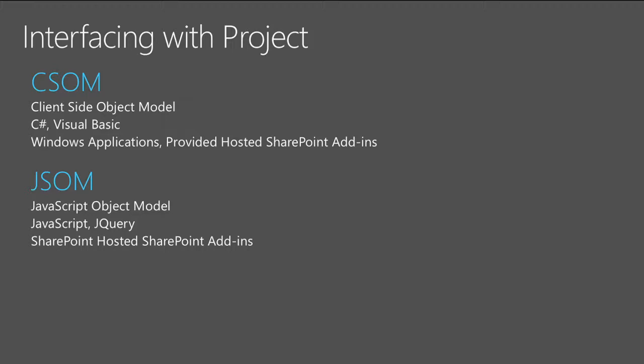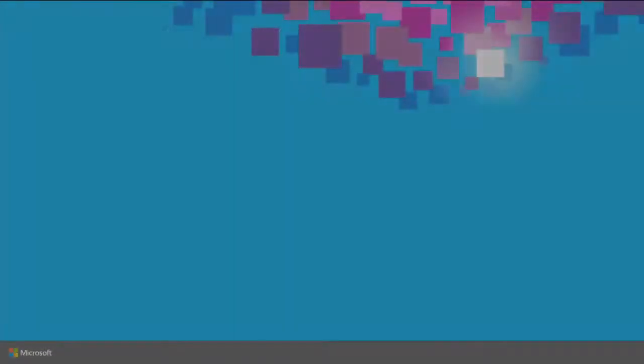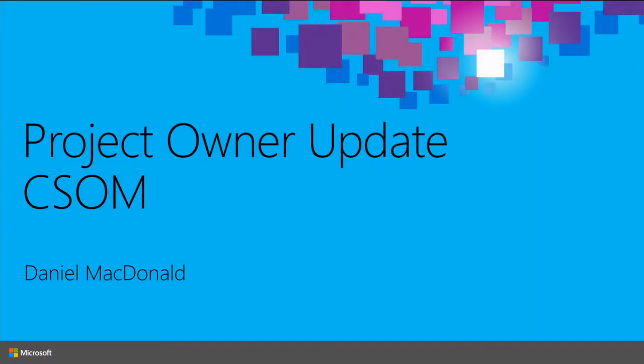In the second example, I'm going to take that same functionality and create a SharePoint add-in that interfaces with Project Online using the client-side object model, or the JavaScript object model, or JSON. This is going to be a SharePoint-hosted solution, so it's going to be all client-side code. So with that, I'm going to start the first demo.